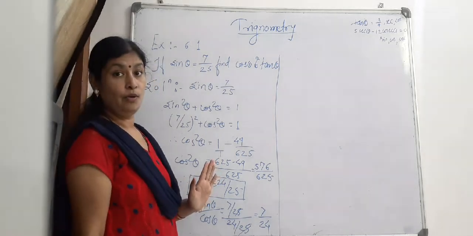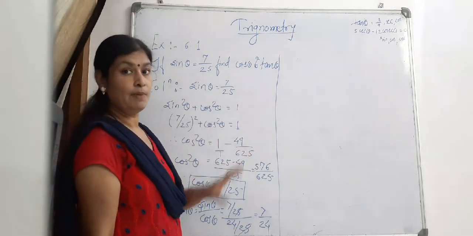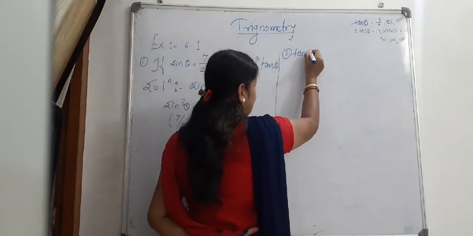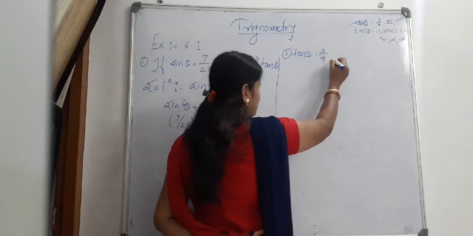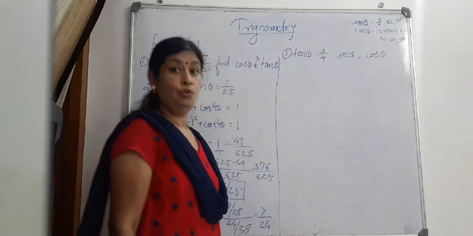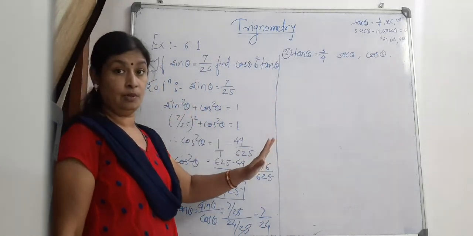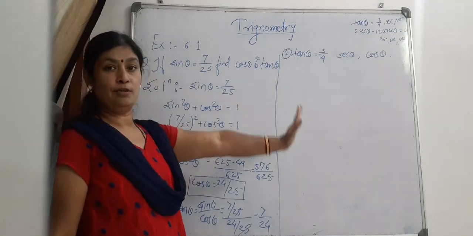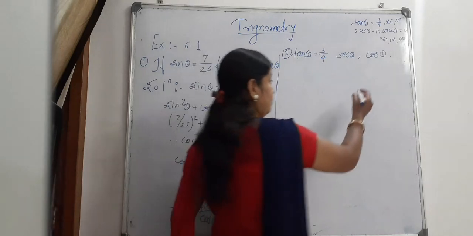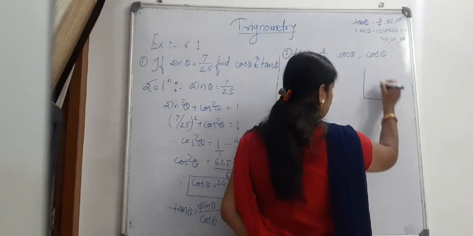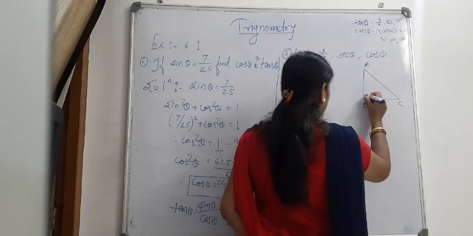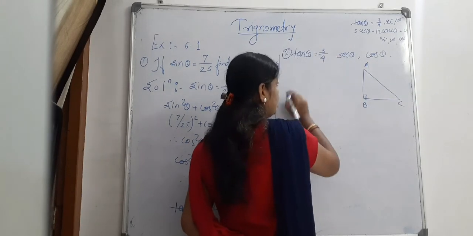Now in second problem we will see by using the Pythagoras theorem. Now what is the second problem? In second problem tan theta is given 3 upon 4 and you have to find out sec theta and cos theta. Here you can use any method, by using identity or by using Pythagoras. Now in first problem we used identity, in second problem we use the Pythagoras. Now here for Pythagoras you have to first draw the triangle ABC.